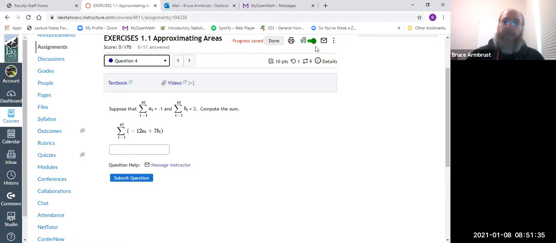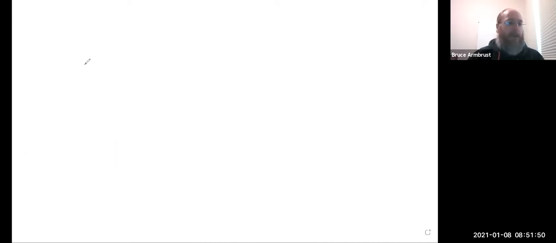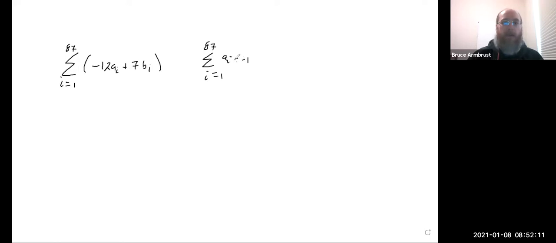All right, so let me go back to the whiteboard. Let me clear this and let's see if we can answer that. Again, the pertinent information: we're looking for the sum of minus 12 AI plus 7 BI. And we were told the sum of the A's was -1 and the sum of the B's was 3.